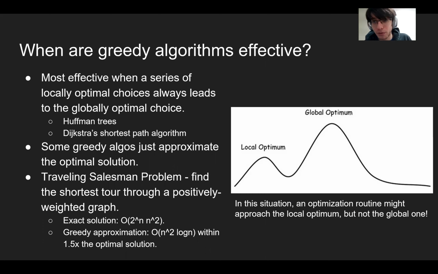There's a greedy approach which will not get you the optimal solution, but it'll get you within 1.5 times the optimal solution, and it takes n squared time. So if you want the actual solution, then greedy is not going to work, but it can get you a good solution. In real life cases, that might be the reasonable thing to do. Also, looking at this picture, maybe greedy will find the local optimum, but not the global optimum.